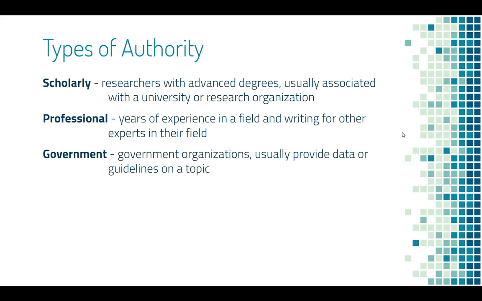There is also the authority of government publications. Government organizations usually provide data or guidelines on a topic, and this will be much more basic and straightforward data, very little interpretation. We can see this in reports given by the FDA, the CDC, and of course, information from specific governing bodies, such as the governor of a state, the legislature of a state, and of course, Congress overall.